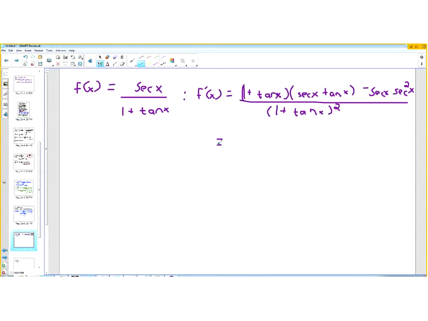Okay, so we can just leave the answer like that. I see no reason to simplify it. Secant x, yeah, secant cubed. I think there might be a trig identity in play here, but I'll leave it to you to figure that out. But for all intents and purposes, we'll leave it like that. We won't mess around too much with the trig identities. Okay.